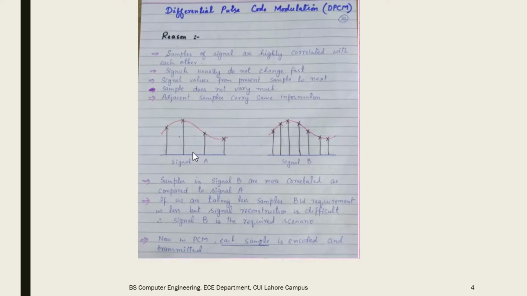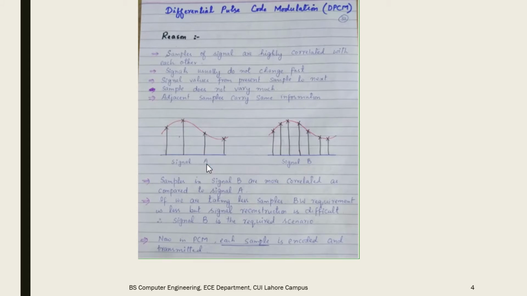But for now you can have these two examples. We have signal A and signal B. Here our samples are far from each other, whereas in signal B the samples are relatively close. So we can say that in signal B the samples are much more correlated with each other, because the difference between two samples is very small, which is not the case in signal A. If we are taking fewer samples, the bandwidth requirement is also less, as you can see for signal A: a smaller number of samples means less bandwidth is required.